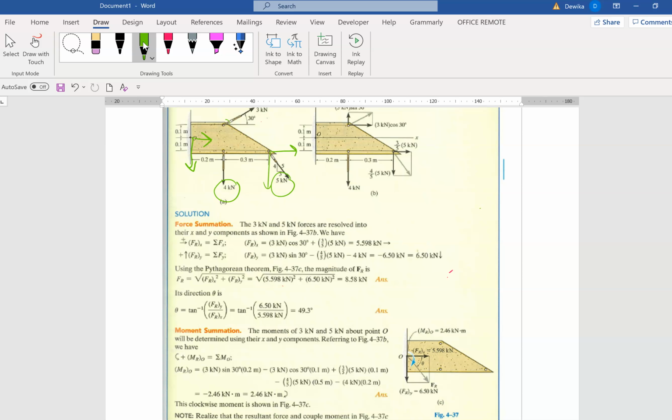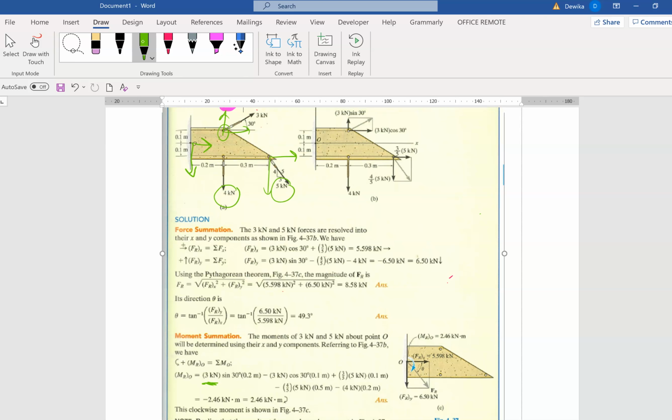Okay, and then this one you can make it perpendicular and parallel. Okay, so let's look at it one by one. We are going to visit the first one, which is 3 kilonewton sine 30. What are you making? 3 kilonewton sine 30. It is up here, standing up there.